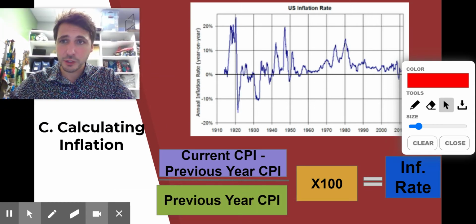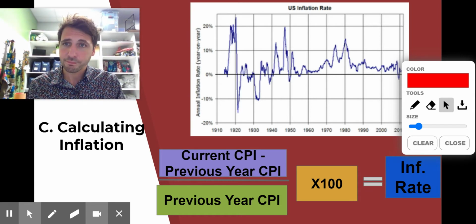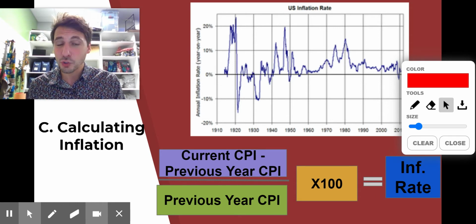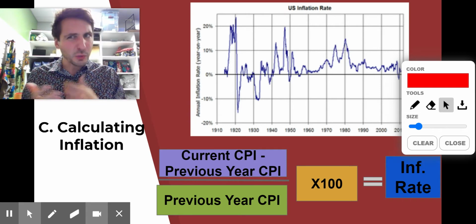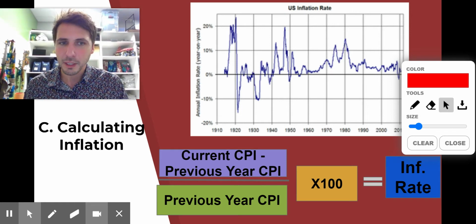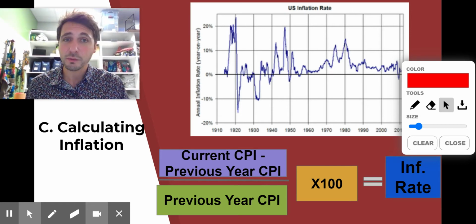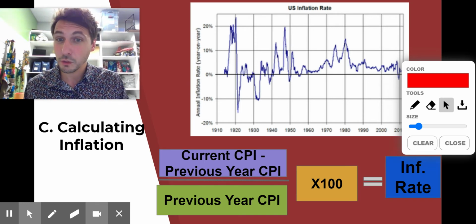CPI is different than inflation. All you do is you take your CPIs. You have to have those first. You take those CPIs and you plug them into our percentage growth equation. You already know this. This is how we find percent change in GDP, or growth in GDP. We're looking at growth in prices. We just call it inflation, but it's growth in prices. So it's going to be current CPI minus previous CPI, divided by previous CPI, times 100. That kicks out your inflation rate. So if you know the growth rate for GDP, you know the inflation rate equation too.